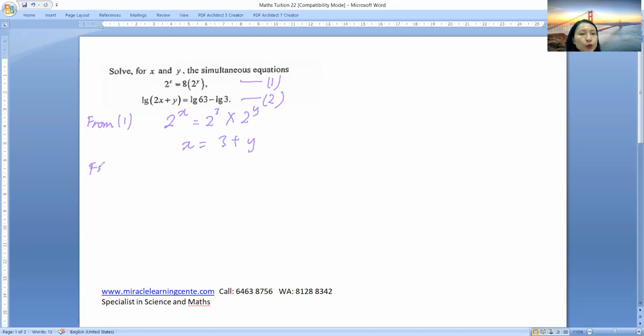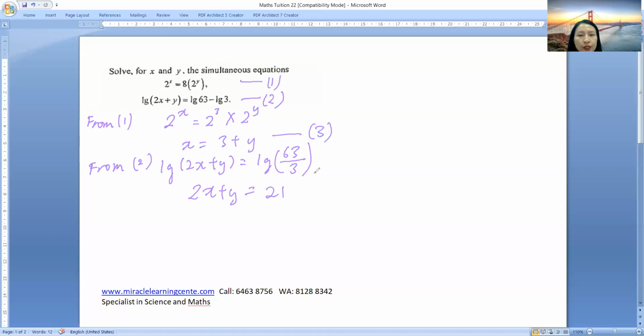So from equation 2, this is log on both sides. So log 2x plus y is equal to, this is minus, so it's log 63 divided by 3. So we notice both sides are log. So 2x plus y is equal to 21. So we call this equation 3 and we call this equation 4.